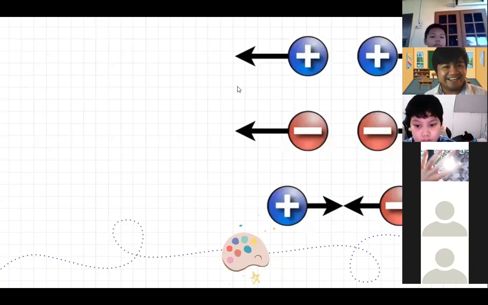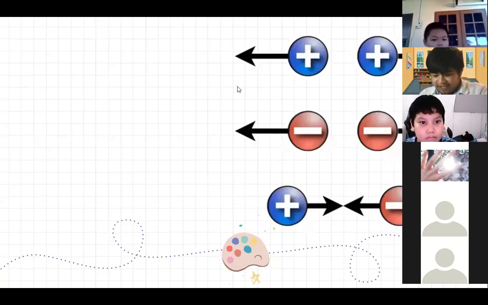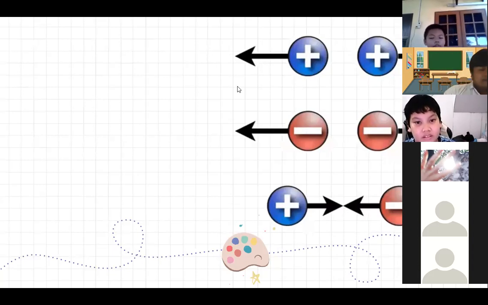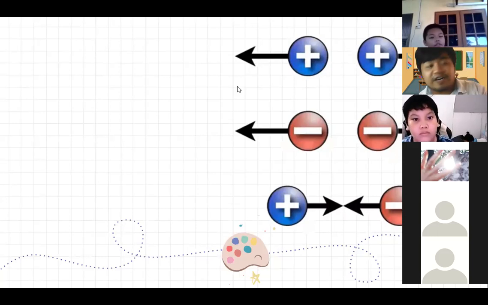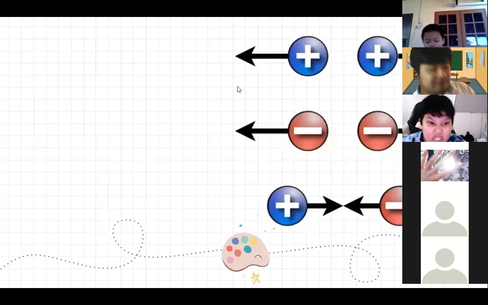Just rub. Make sure that the pieces of paper are small. And then you rub, and then it will attract the paper. So you can do that later on when we finish our class, if you want to do it. It's just an activity. We still have another.